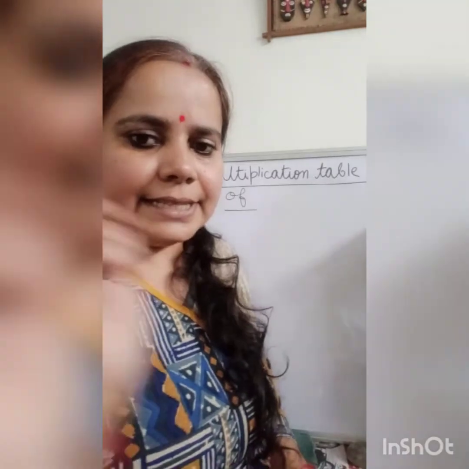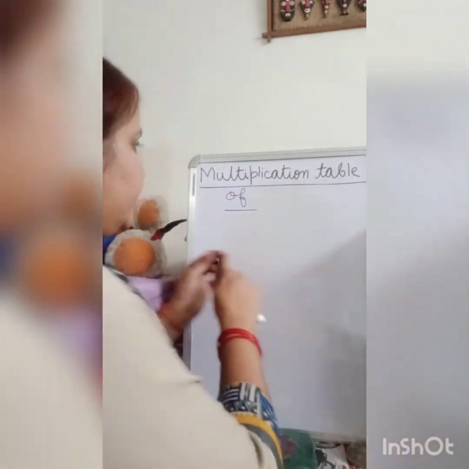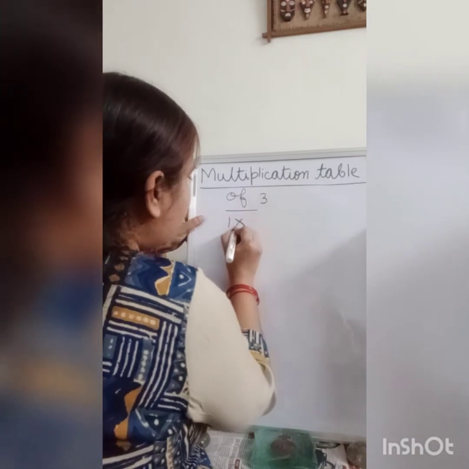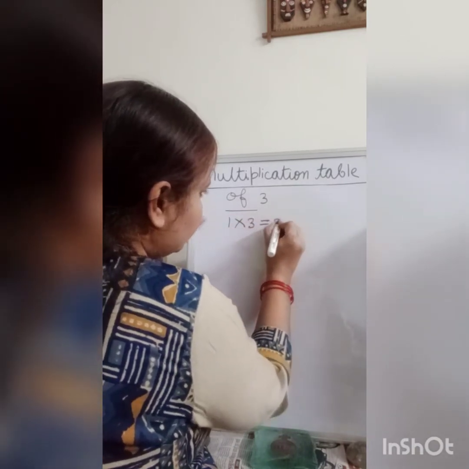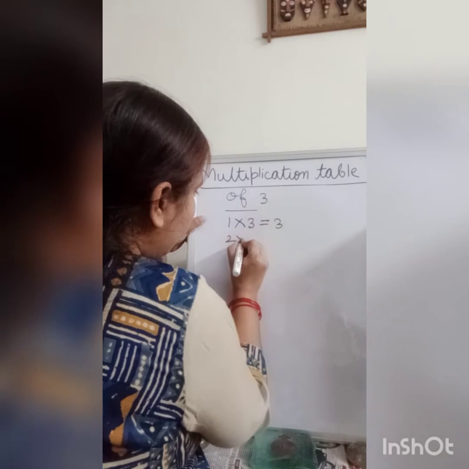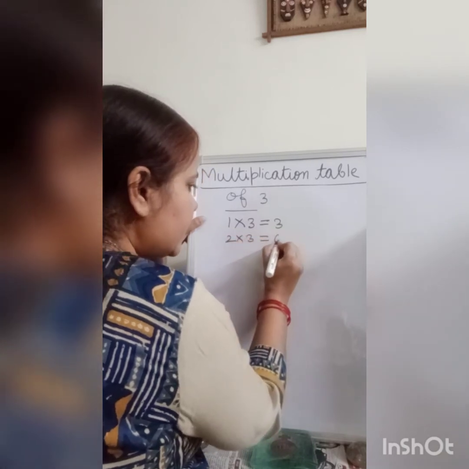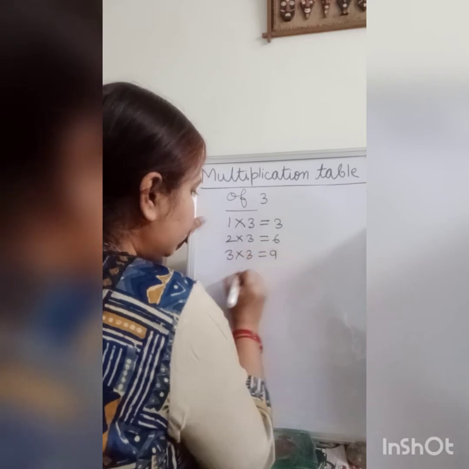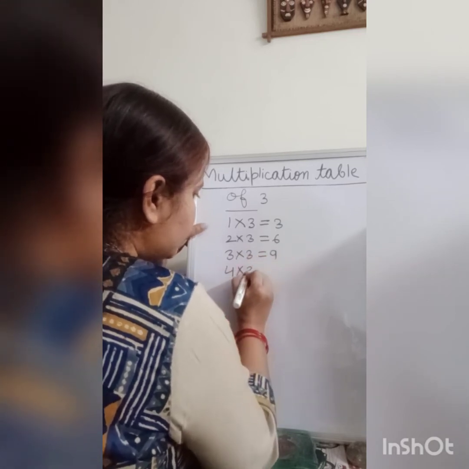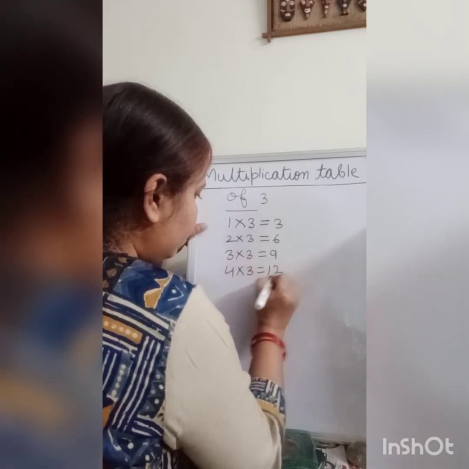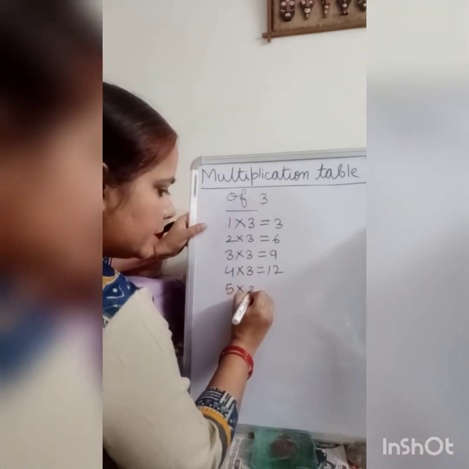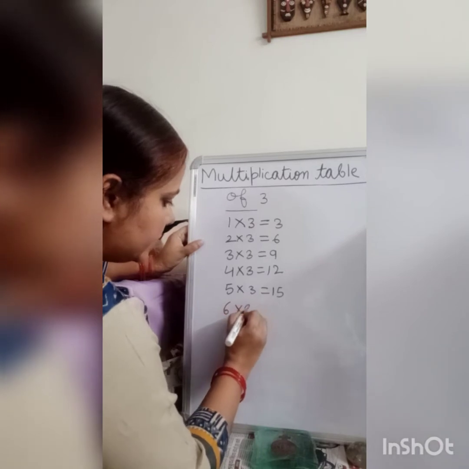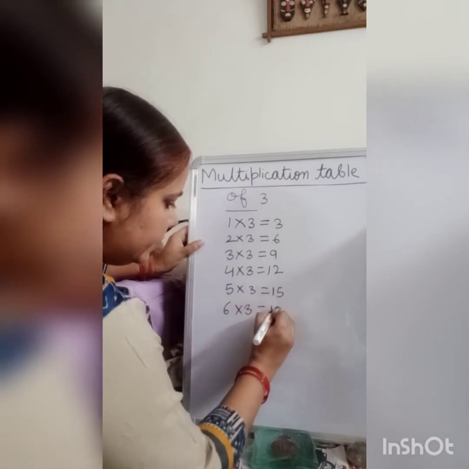Okay, yes, then comes the table of 3. 1 times 3 is equal to 3. 2 times 3 is equal to 6. 3 times 3 is equal to 9. 4 times 3 is equal to 12. 5 times 3 is equal to 15. And 6 times 3 is equal to 18.